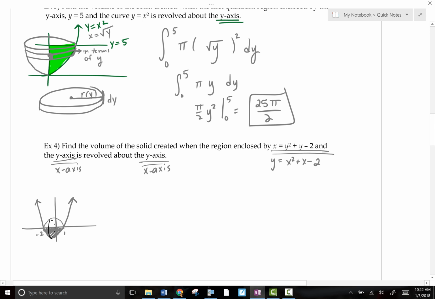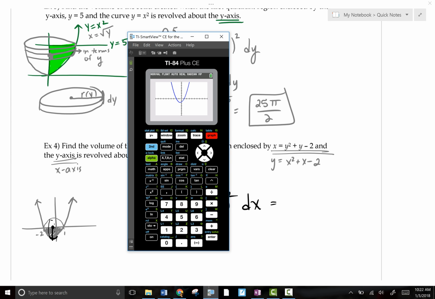Kind of like that. So my volume is going to be the integral from negative 2 to 1 of pi r squared. Well, my radius goes from the x-axis to the curve. So my radius is x squared plus x minus 2. There's pi r squared dx. And then I'm just going to type that into the calculator. So let me come back here. I'm going to math 9, negative 2 to 1.